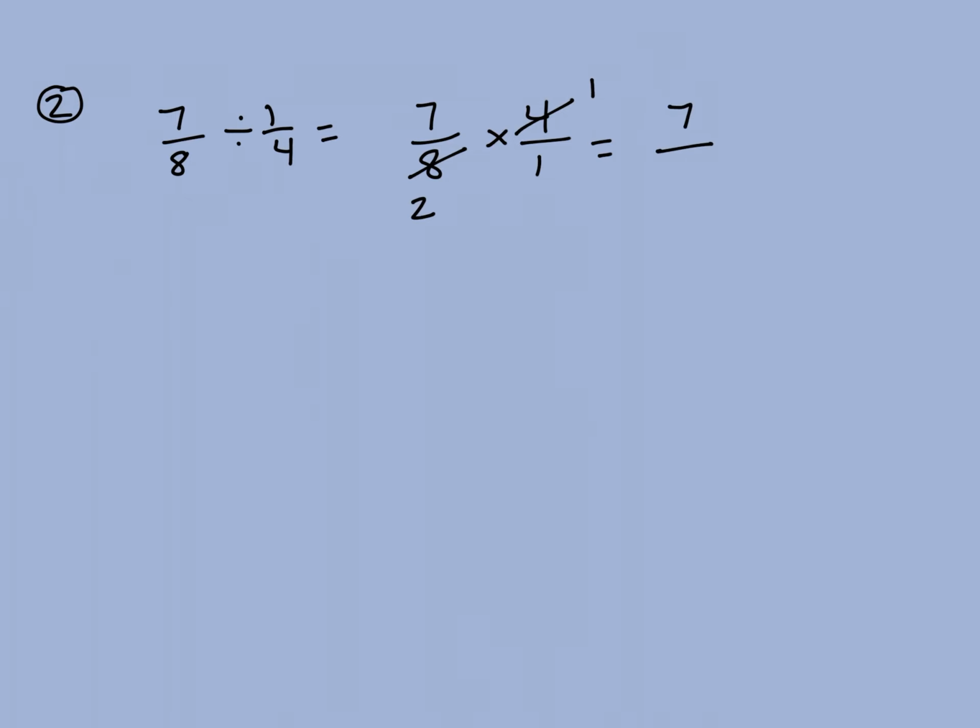7 times 1 is 7. 2 times 1 is 2. 2 fits into 7 3 full times, giving us 6. But we need one more to reach 7.